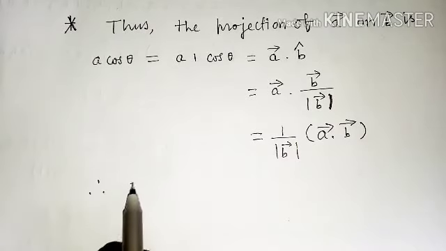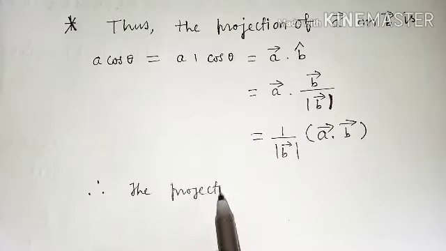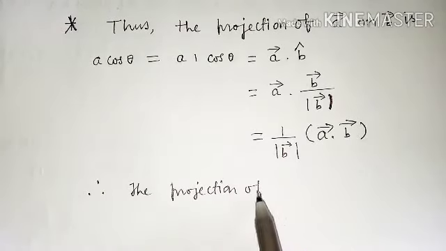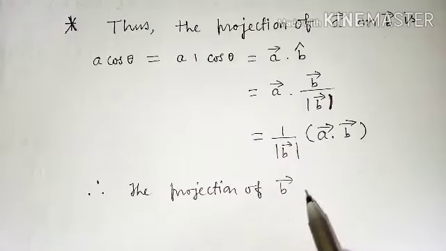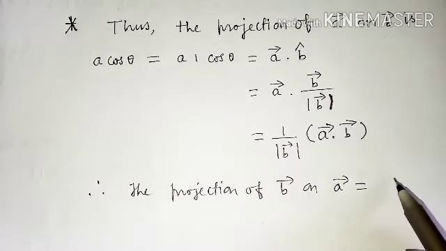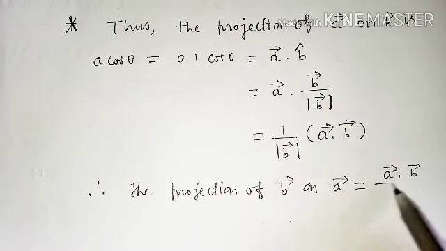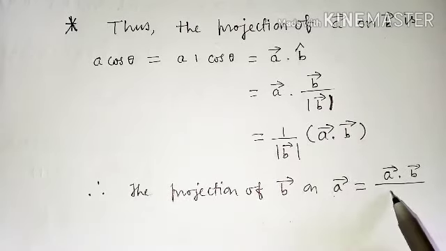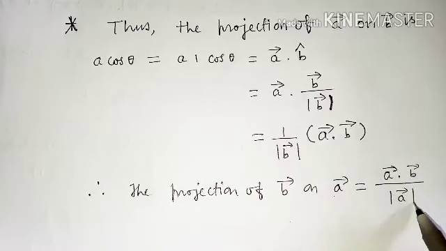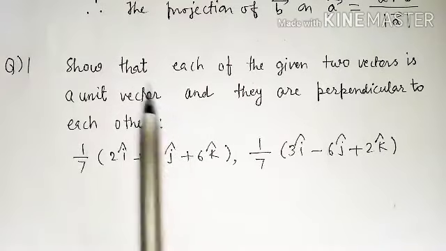Likewise, we can say that the projection of vector B on vector A is equal to A dot B divided by magnitude of vector A. Let us do some practice.